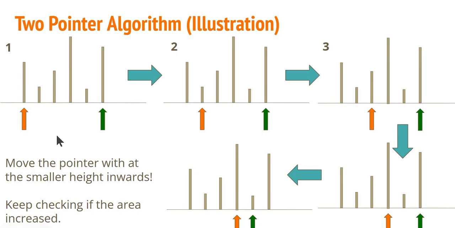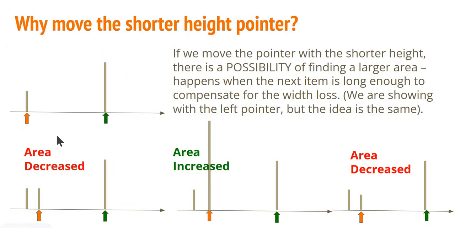So let's look at this carefully. Let's ask ourselves what exactly happens when I move any of the two pointers inside, the left or the right. Remember, the area is the minimum of these two lines multiplied by the base. When I'm moving a pointer, I'm showing you the left pointer, but the idea is the same for the right one.